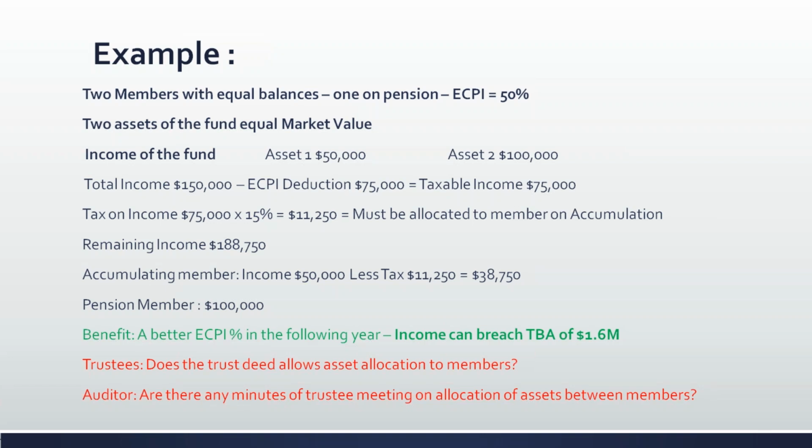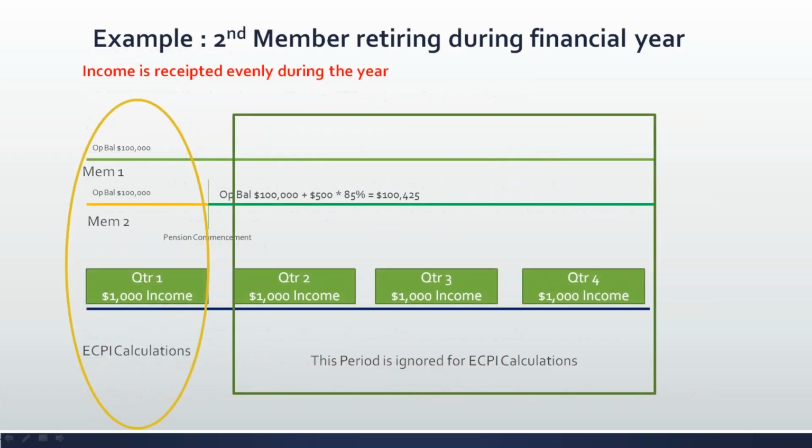And when an auditor looks at such a fund, he has to see whether the trustees decided that they are going to do it this way. I guess it should be allowed by the trustees, and I don't think it becomes a contravention in any way on how this income has been allocated, and it does not need to be reported to the tax office. The auditor also needs to look at the trust deed to see whether this kind of allocation is allowed or not. Now let's look at a different situation.